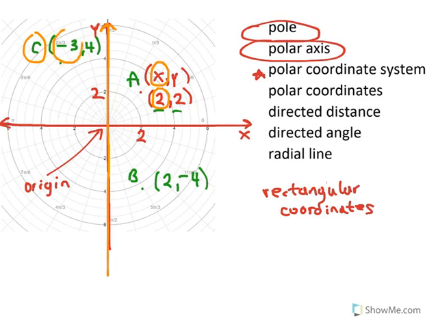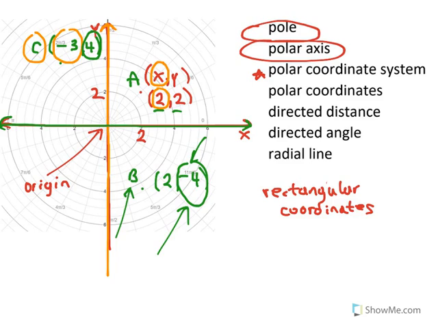It is 3 units to the left of the y-axis. Where is point C in reference to the x-axis? Point C is 4 units above the x-axis. Where is point B in reference to the x-axis? Point B is 4 units below the x-axis. And because it's below the x-axis, the y-coordinate of point B is negative.